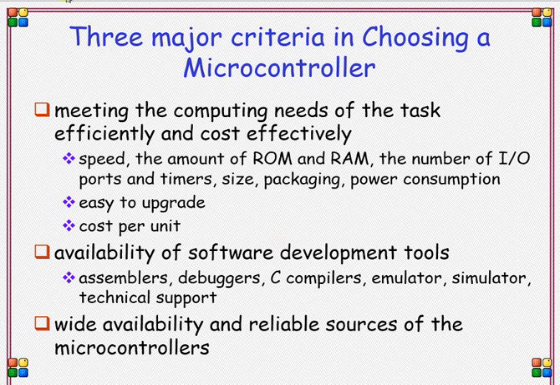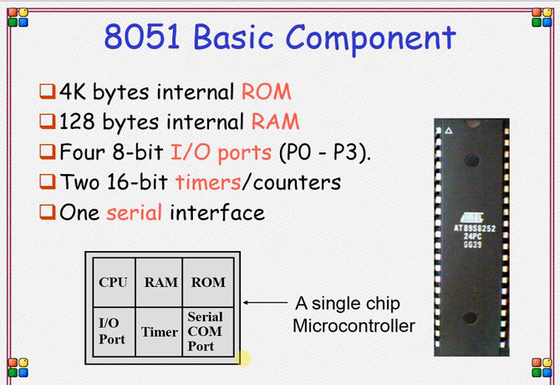Now, there are three major criteria for choosing a microcontroller: meeting the computing needs of the task efficiently and cost effectively. In this, the speed, ease to upgrade, and cost per unit are important. Easy availability of software development tools is important for the developers. The wide availability and reliable sources of the microcontrollers is also very important for developing the system overall.